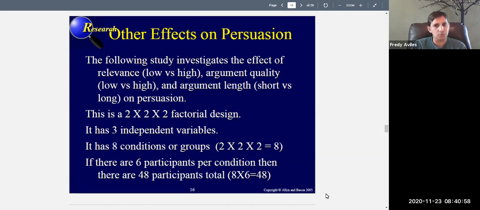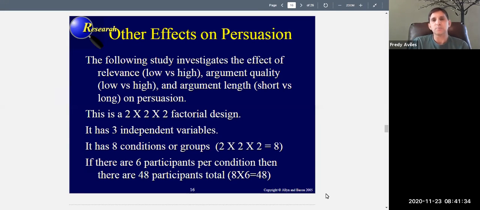It has 8 conditions or groups, because when you multiply 2 times 2 times 2, it gives you 8 possibilities. There's 8 different groups that need to be compared in this study, in this factorial design, in this complicated experiment. It's not really that complicated, believe it or not, but it's a factorial design. There's 3 independent variables in this experiment. If you need 6 participants per condition, let's say you only need 6 participants per group, that means you're going to need 48 total. Okay, because 8 groups times 6 participants each will give you 48.